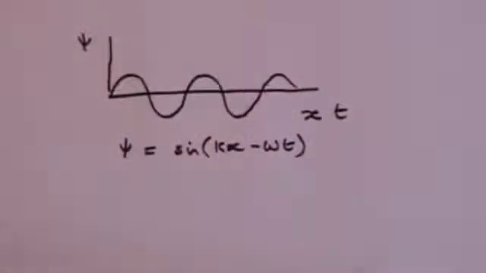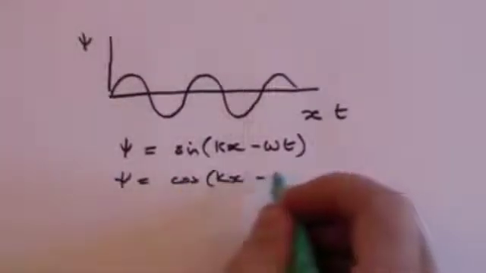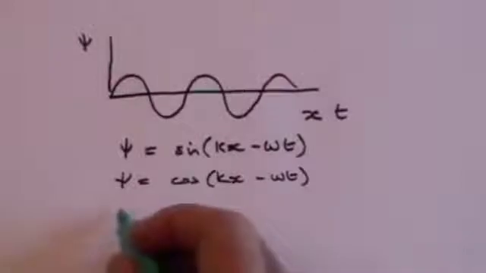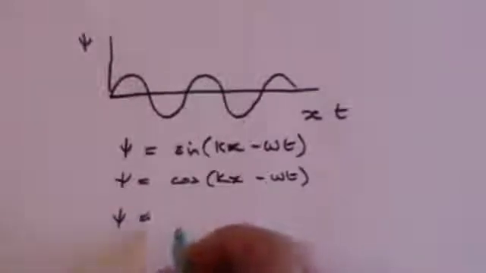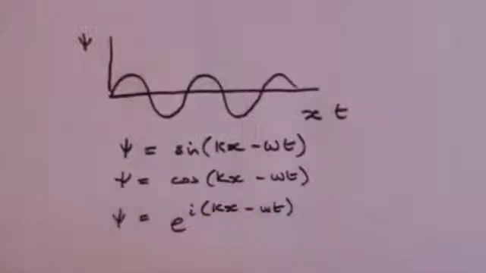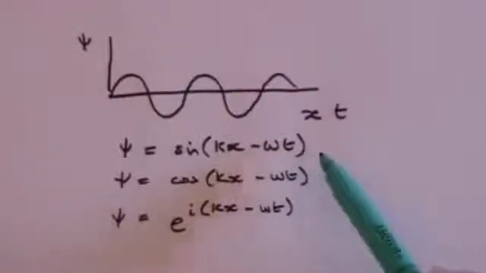Now I should say that you could say that psi equals the cosine of kx minus omega t, or as we showed in my video on waves, you can also represent the wave as e to the i(kx minus omega t). They will all work. It's just that for simplicity I shall use the sine wave term for demonstration purposes in this video.